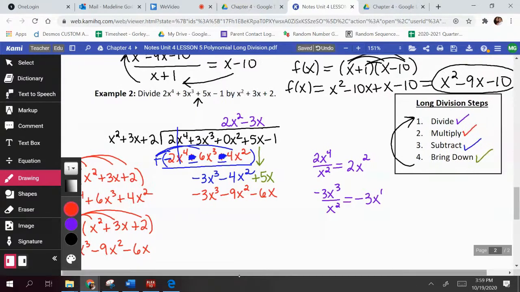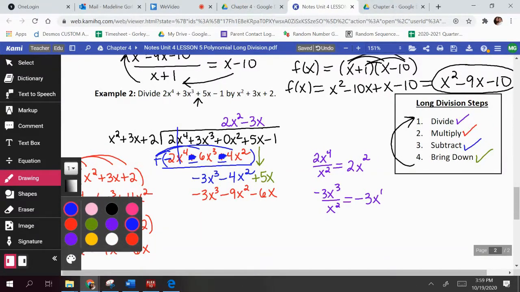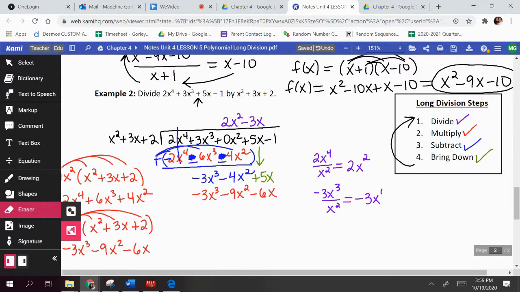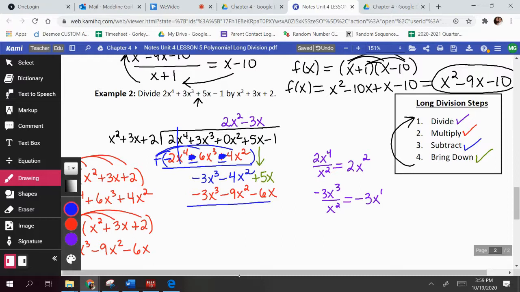Divide, multiply, and subtract. So we're on subtract now, the third step. When I draw the line, what do I have to do? Change all the signs, right? When I distribute this negative sign through to all of the terms, this is going to become a plus 3x cubed, a plus 9x squared, and a plus 6x.